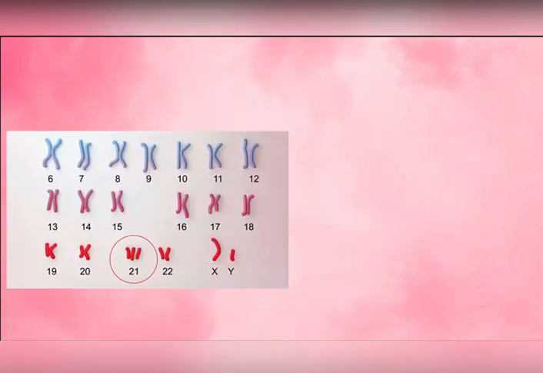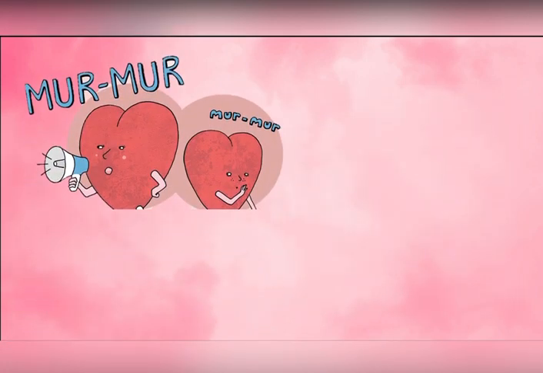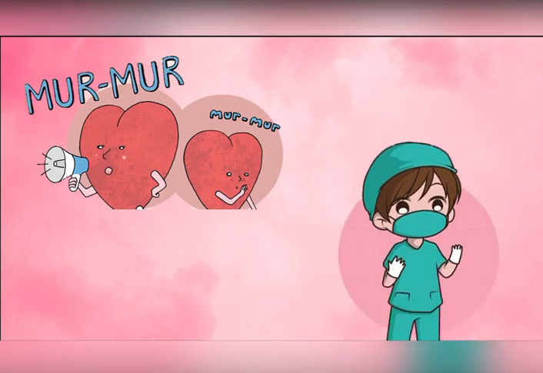Now, VSD can be isolated alone or can be associated with Down syndrome or with tetralogy of Fallot. How can we test it? For that, we can do auscultation and we can hear some murmurs. And for the treatment, we can do surgery.